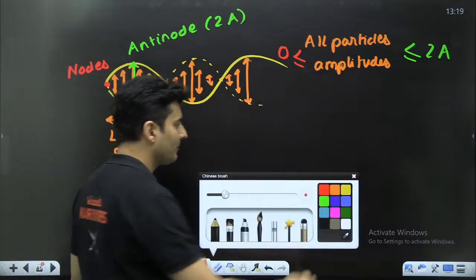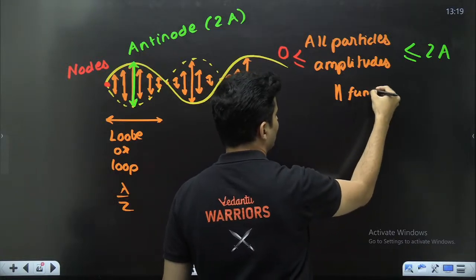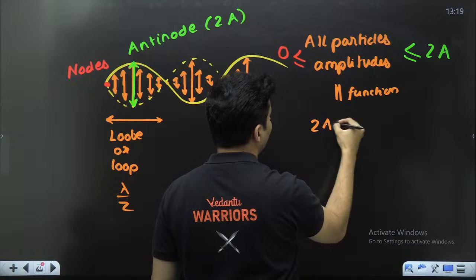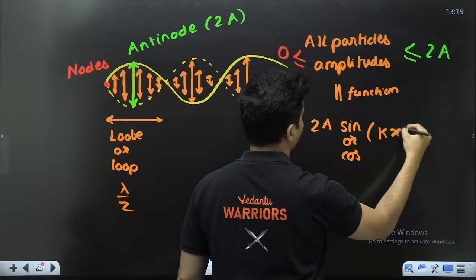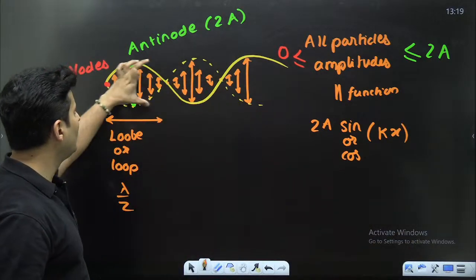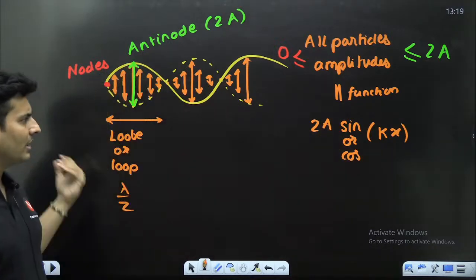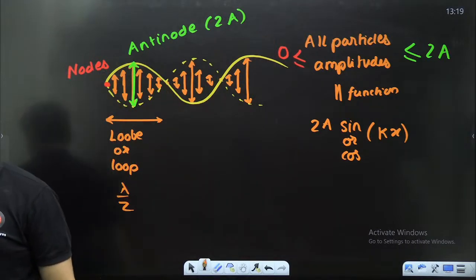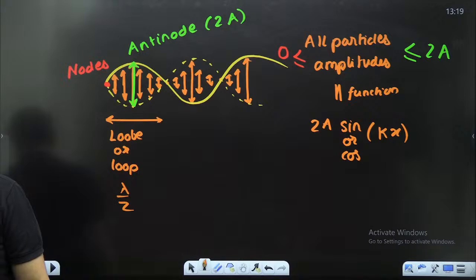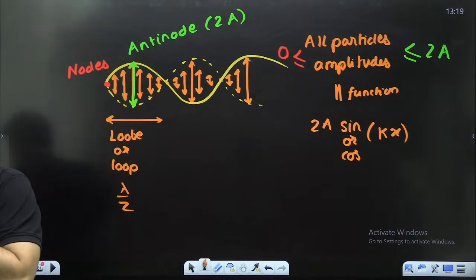And those amplitudes you can write as a function. That function will be basically 2A times sine or cos of kx. So the amplitude at any location will be either a sine function or a cos function depending on how you are starting it, and 2A is the amplitude of the antinode. That is something which you should be aware of. Everybody till this point clear? Very good. Keep up the spirit, guys.